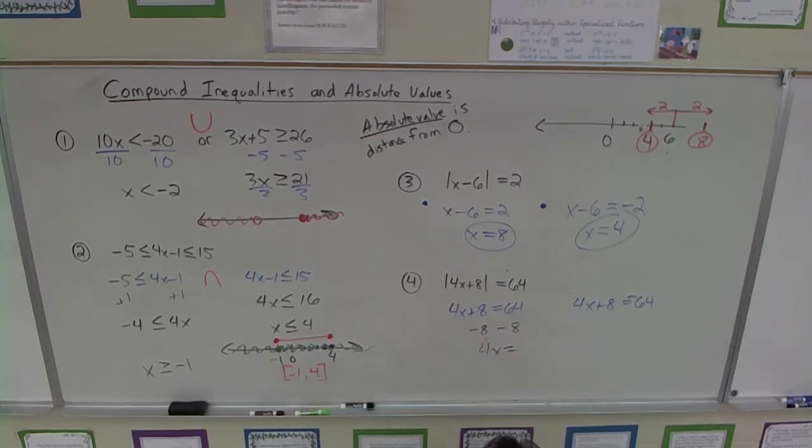4x equals what? 64 minus 8 is 56. I think 4 goes into 56. You might need your calculator. But of course you guys have those on your desk and are ready to do it, right? Oh, I guess we'll have to try it some other way then. I think that's 14. You guys better check me. 14. Yeah. Don't trust me, I'm bad at that kind of stuff.